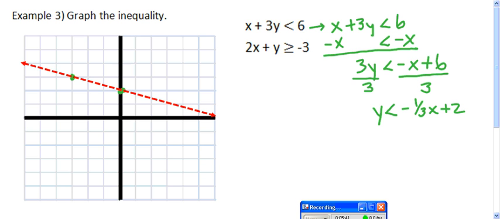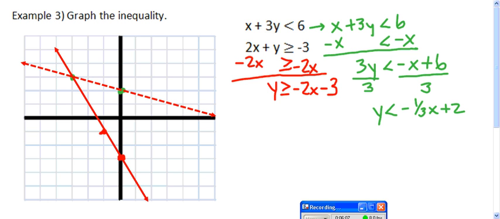And it also is a dotted line with a less than. Go ahead and do step 2, put the next one in slope-intercept form. I would subtract 2x from both sides, and we'd wind up with y is greater than or equal to negative 2x minus 3. Go ahead and graph. Again, this greater than or equal to would require a solid line.